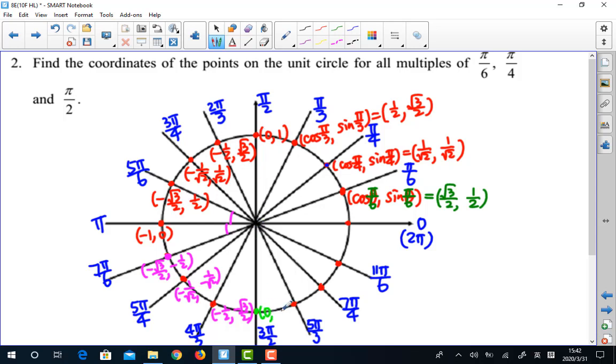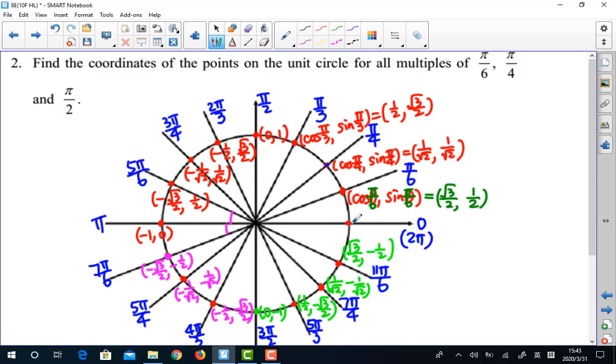So it's 0, negative 1. And those points are the reflection images of those points over the x-axis. Therefore, the coordinates of this point on 5 pi over 3 is 1/2, negative root 3 over 2. And this one should be 1 over root 2, negative 1 over root 2. And this one should be root 3 over 2, negative 1/2.